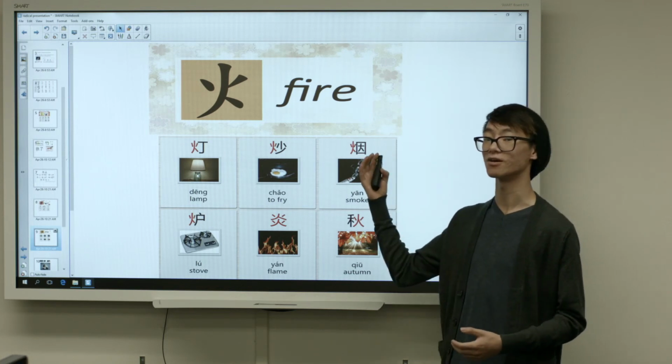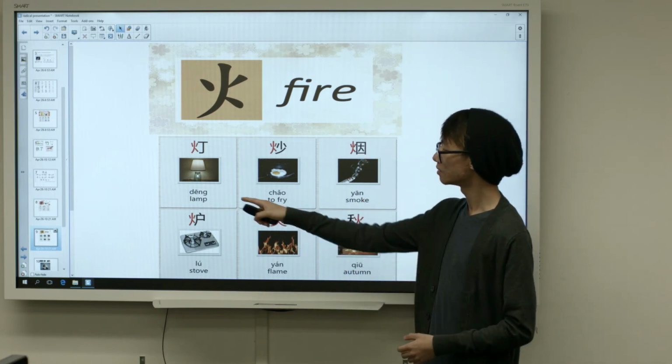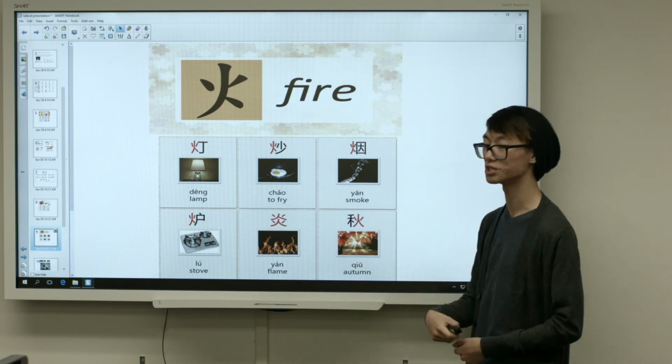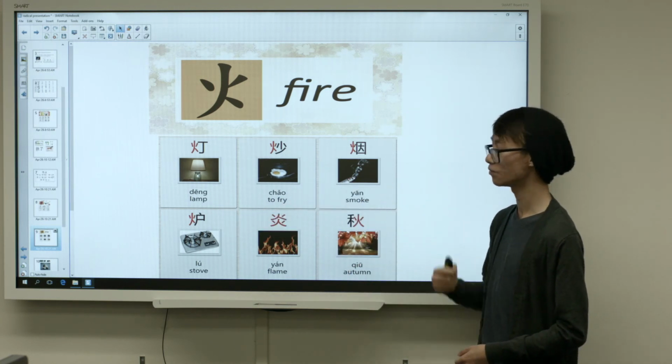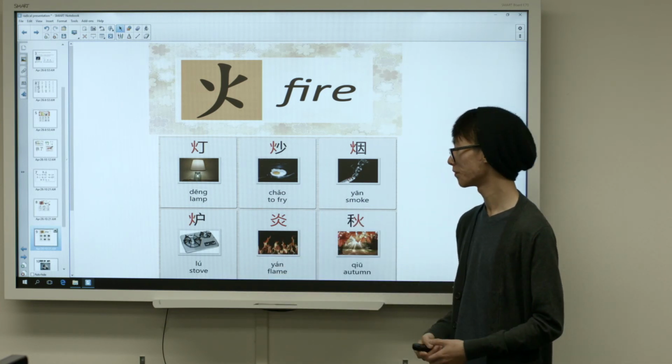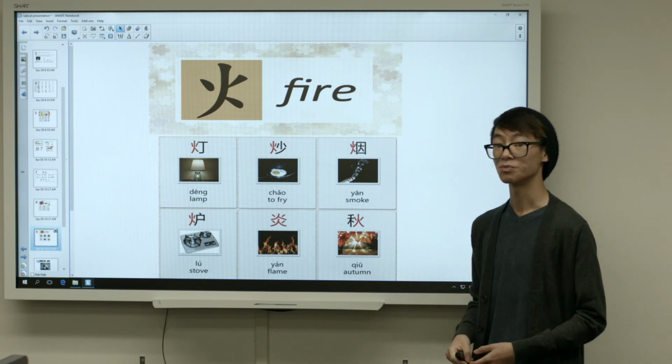Lastly, we're looking at fire. 火. 灯, which means lamp. 炒, which means to fry. 烟, which means to smoke. 炉, which means stovetop. 炎, which means flame.